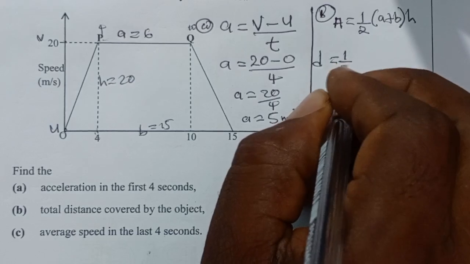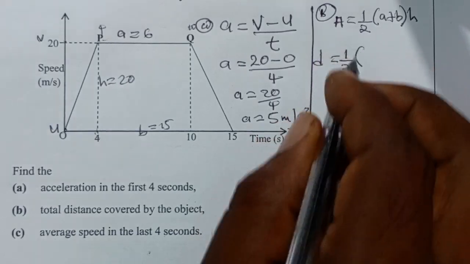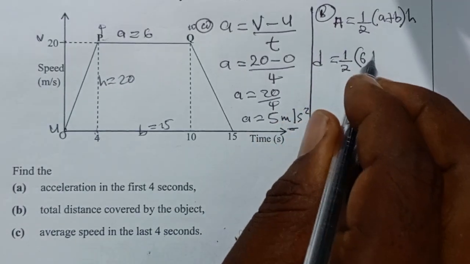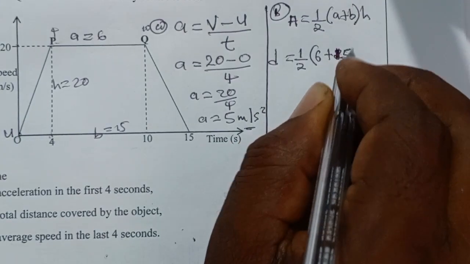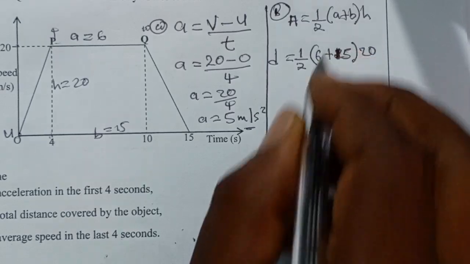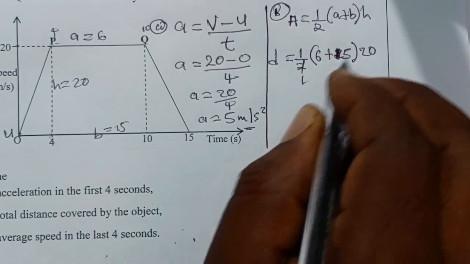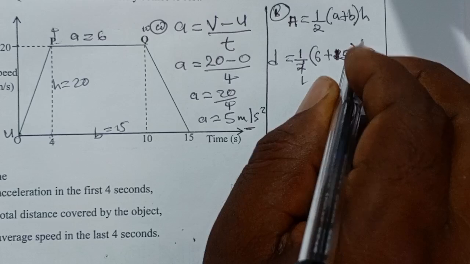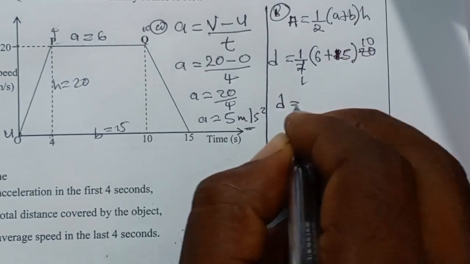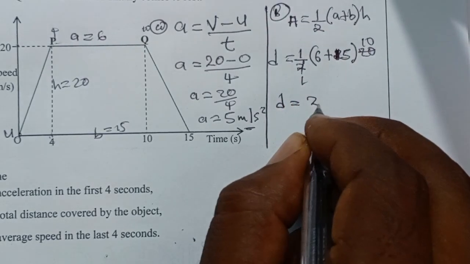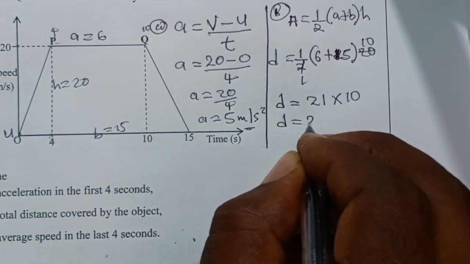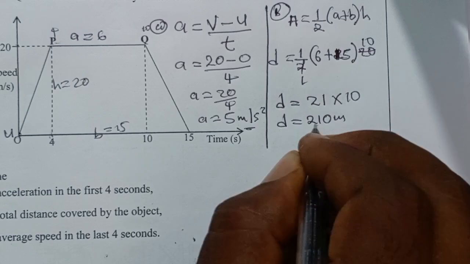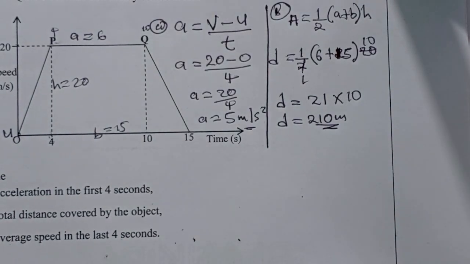So 1 over 2, times 6 plus 15, times 20. So 2 there, it's 1. 2 there, it is 10. So distance is equal to 6 plus 15, that is 21, times 10. So distance is equal to 210 meters.